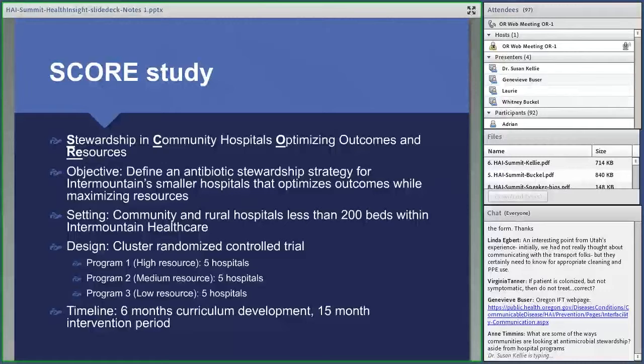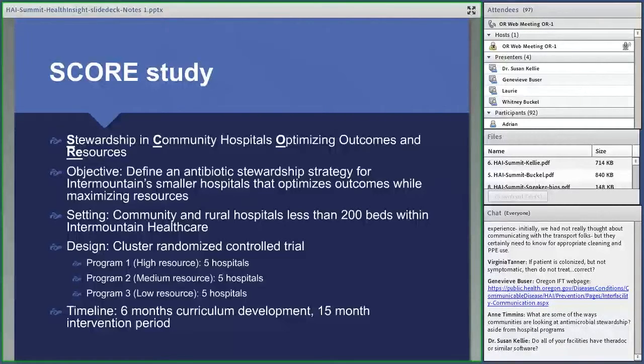I really liked the last presentation where he talked about there's ideally things that you would really like to do if you had funding, and then there's the reality of what you can do with current resources. So we're trying to balance that here. So we looked at 15 community and rural hospitals, and we did a cluster randomized controlled trial. Program 1 was high resources, program 2 was medium resources, and program 3 is low resources. Now those actual numbers will change in the next slide, but we equally divide them into high, medium, and low.